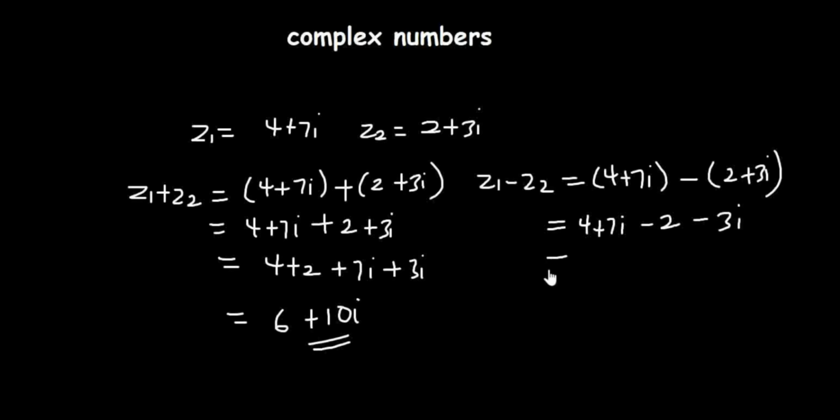So now let's group like terms. So that will be 4 minus 2, then plus 7i minus 3i. Okay, so this will be equal to 4 minus 2 is 2, and then 7i minus 3i, that is plus 4i.